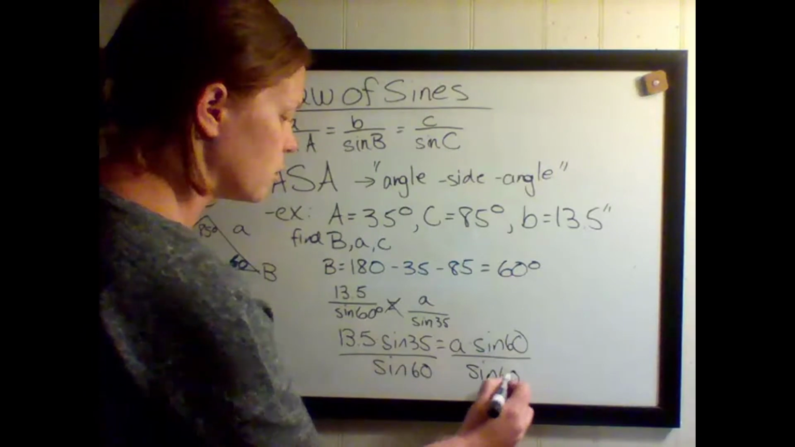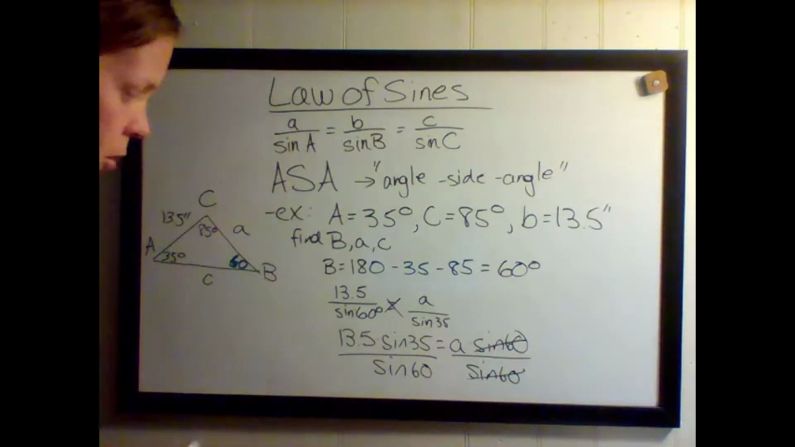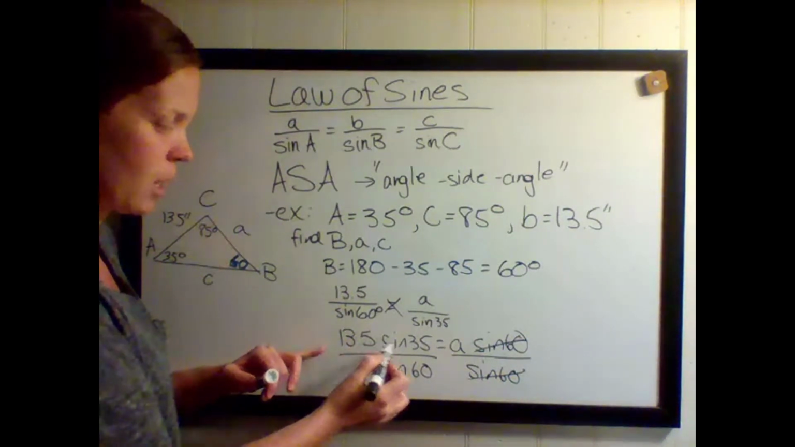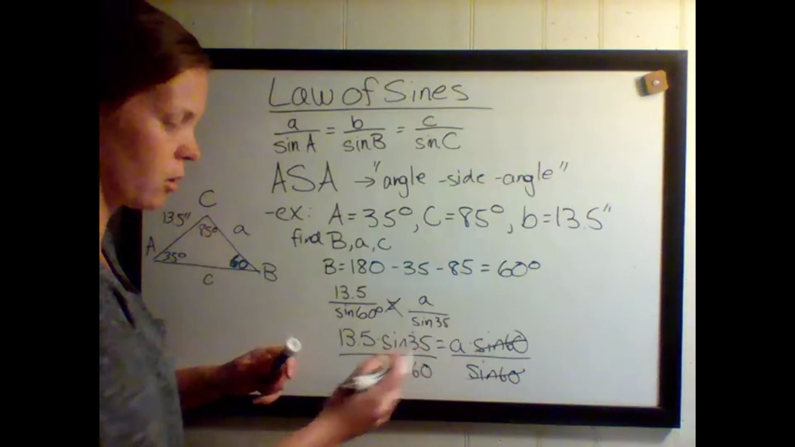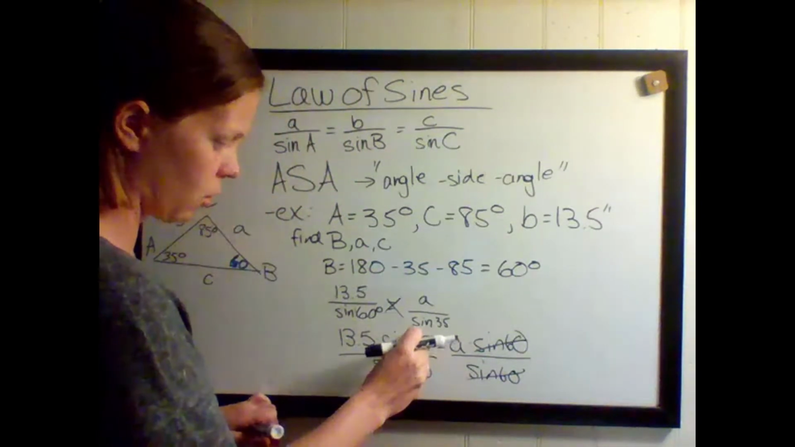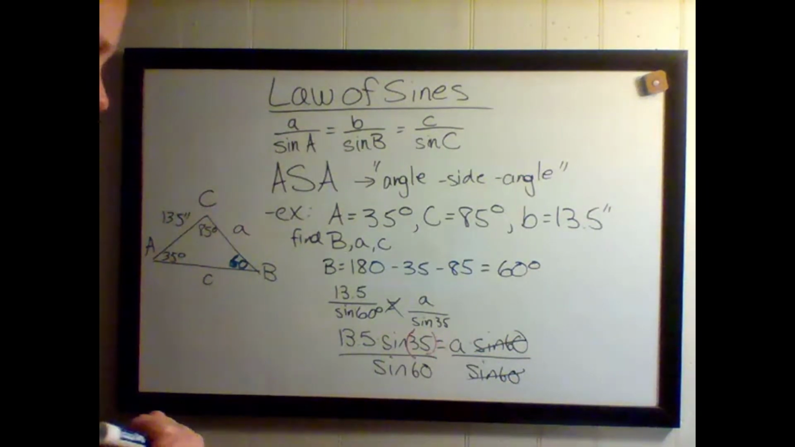Now, I could have punched this into my calculator and jotted it down. Depending on how you want to do it, you could do this all in one step. Just be careful: 13.5 times sine. Usually most calculators start a parenthesis. So if that's the case, then you need to end it, then hit divided by sine of 60.